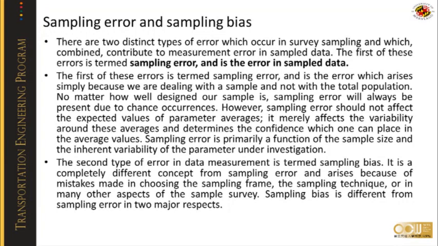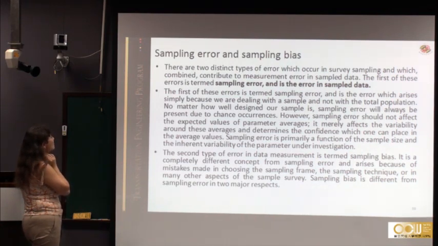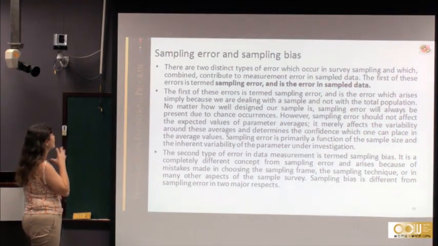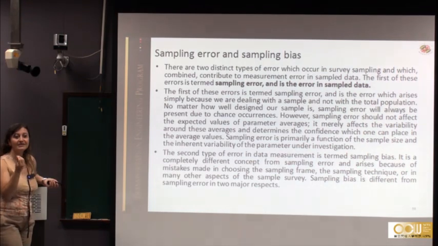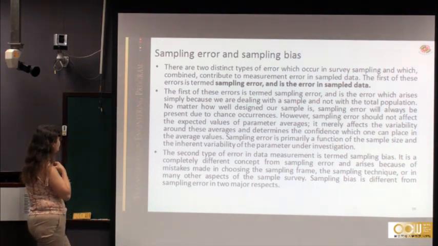Okay, so which are the errors that we encounter when doing a survey? The main error is called sampling error, which is the error in the sample data. This sampling error is connected to the fact that instead of getting data from the entire population, we are just dealing with a part of the population. So no matter how well designed your sample is, you always have a sampling error, right? Because you are just dealing with data from a percentage of the population. You are never collecting data from the entire population.